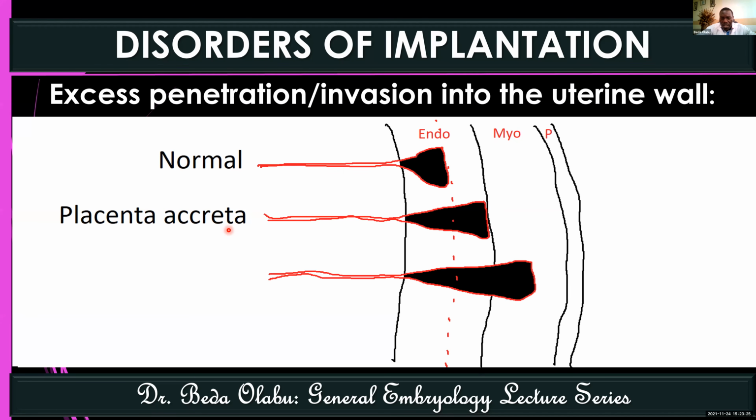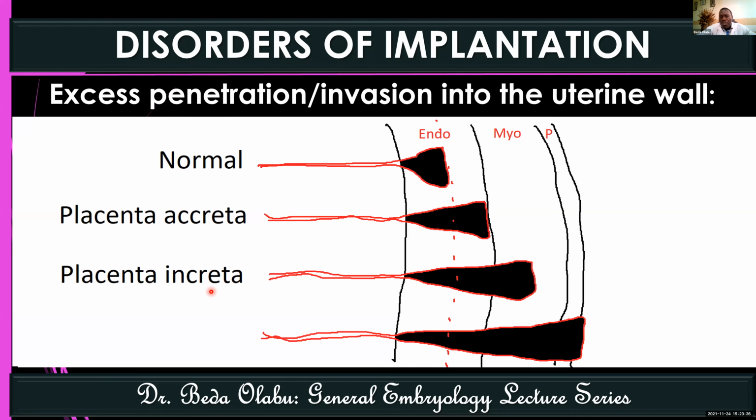You may also have a scenario where it invaded too deep into the muscular layer. That's what we call the placenta increta. And the last one, and most extreme, is where it goes through all the layers of the uterine wall. We call that placenta percreta. Of course, this is with increasing severity.